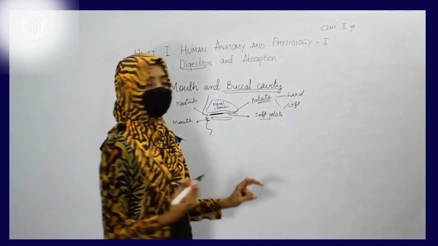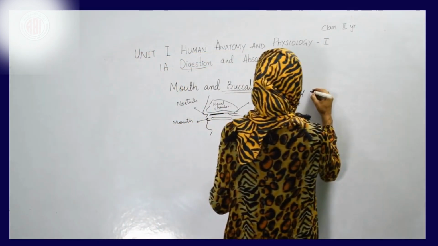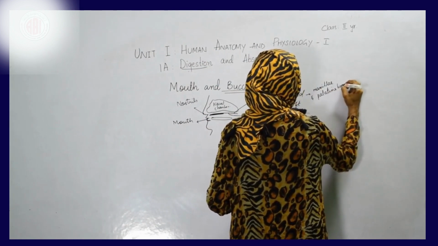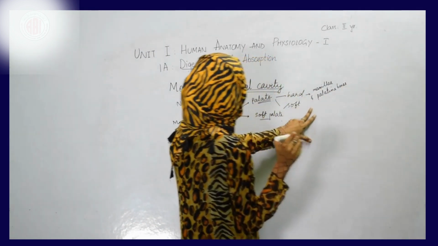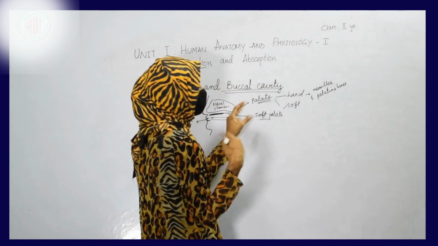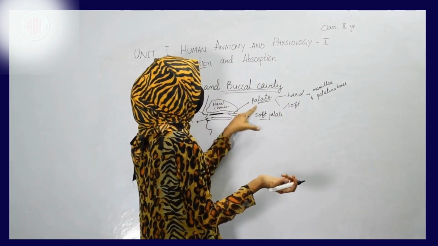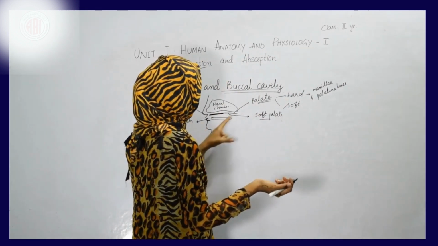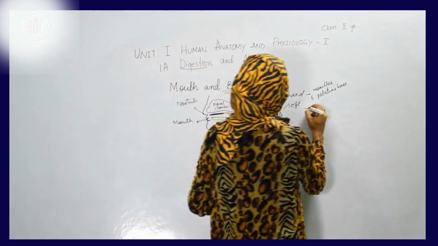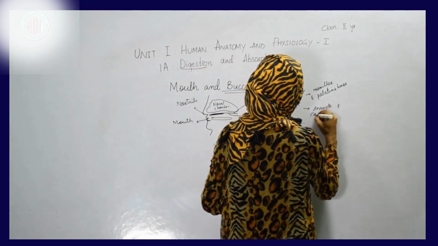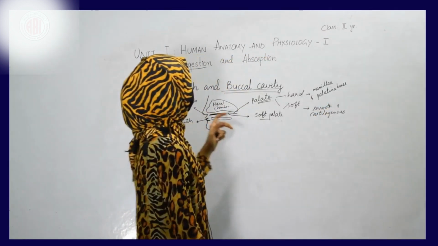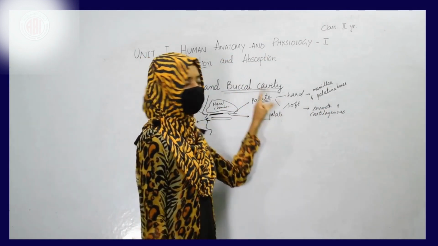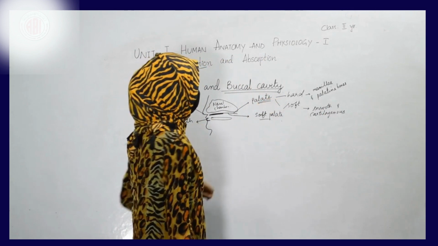Hard palate is hard due to the presence of some bones, and that bones are maxillary and palatine bones. As these bones are present in the anterior part of the roof called palate, that is hard in nature, and we call that as hard palate. But when you see the soft palate, it is smooth and cartilaginous. This is how we can see the presence of two kinds of palate, hard palate and soft palate. Anterior part is hard and posterior part is soft.